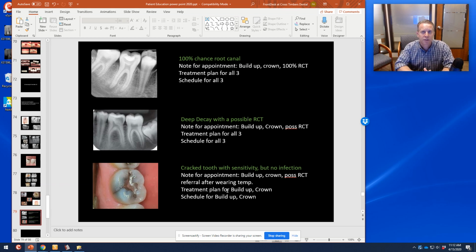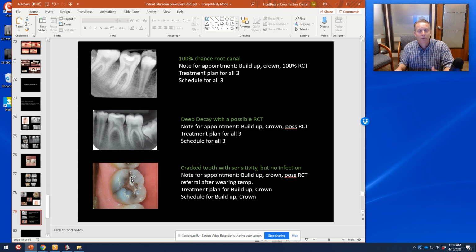Or if the dentist here wants to do the root canal themselves, they can do it too. But the point is we're not going to be scheduling for or collecting for the root canal on that visit. We're not set up for root canal on that visit because we don't know yet until they have worn the temporary for a few days. So again, 100% root canal, that's a no-brainer, easy. Deep decay, possible root canal, we're going to be set up for it just in case. When it's a cracked tooth, we're going to do buildup and crown and see if they need a root canal.